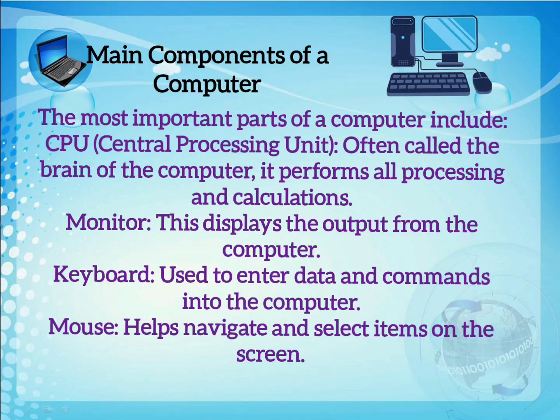Main components of a computer. The most important parts of a computer include: CPU, Central Processing Unit, often called the brain of the computer. It performs all processing and calculations. Monitor: this displays the output from the computer. Keyboard: used to enter data and commands into the computer. Mouse: helps navigate and select items on the screen.